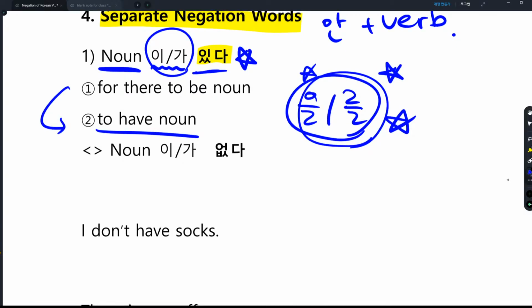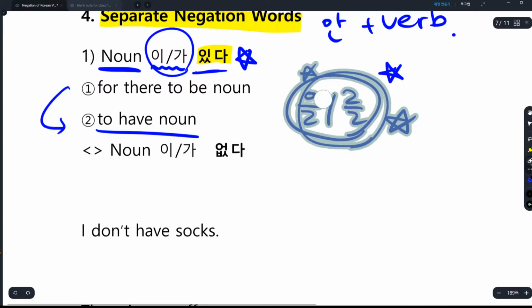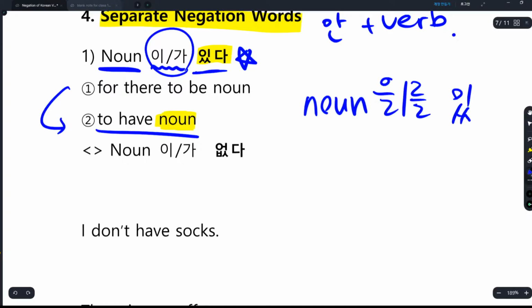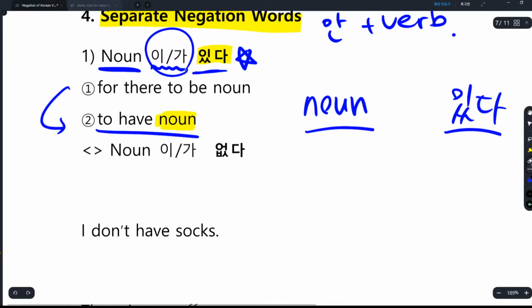But it further extends to the meaning of to have a noun. And in English, when you say to have something, that something that you have is considered an object in a sentence. So due to this, many people tend to use noun+을 있다 when they mean to have a noun. But this is grammatically wrong, guys. 있다 is always followed by 이/가, even if you mean to have that something.